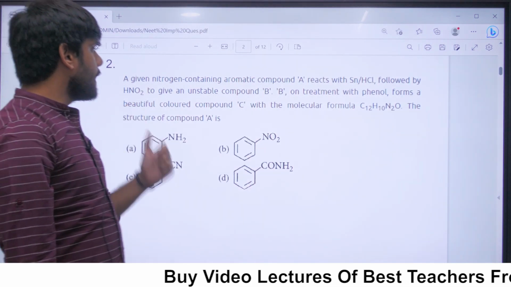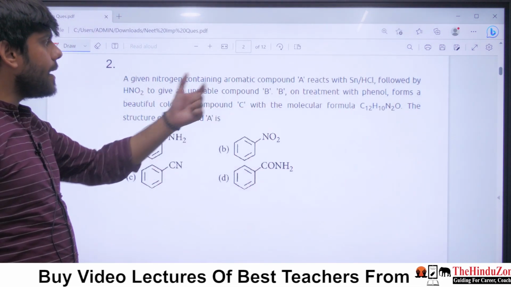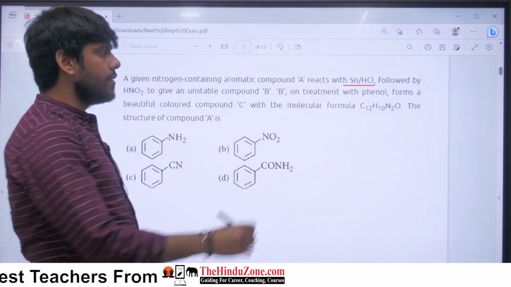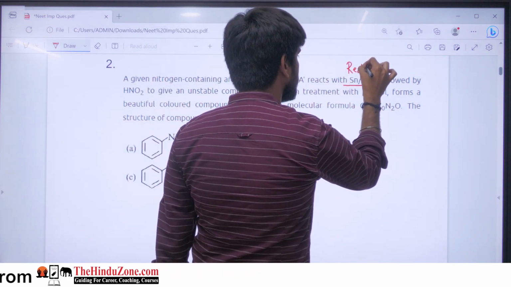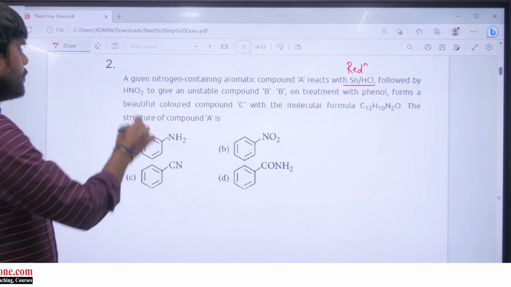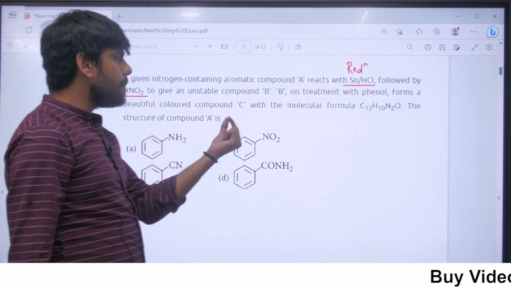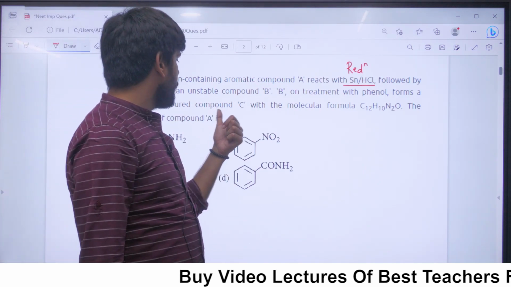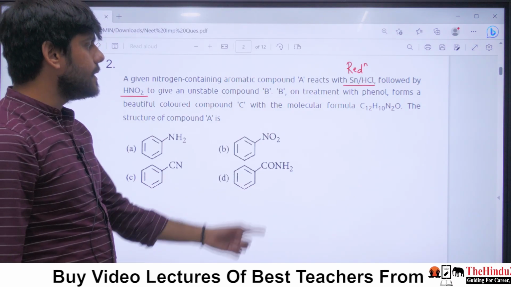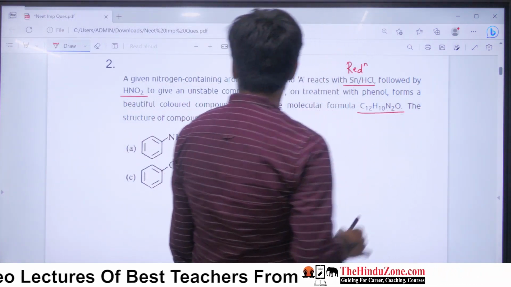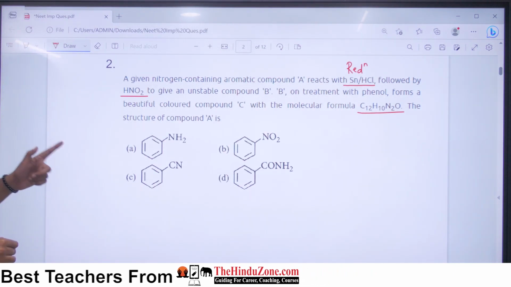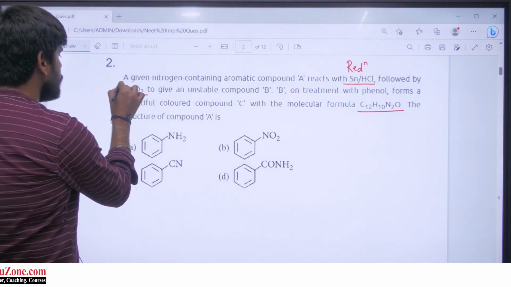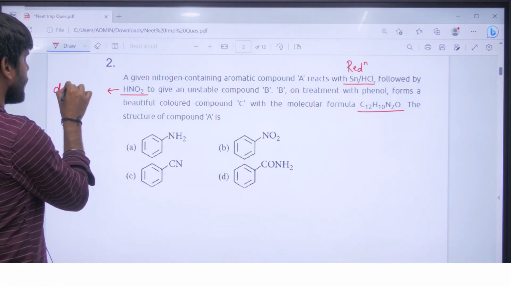Next question is: a given nitrogen containing aromatic compound A reacts with Sn and HCl. This is again for the reduction. Followed by HNO2 to give an unstable compound B. B on treatment with phenol forms a beautiful colored compound C with the molecular formula C12H10N2O. And the structure of the compound A is. Now if you see carefully, this HNO2 is basically used for the diazotization reaction.